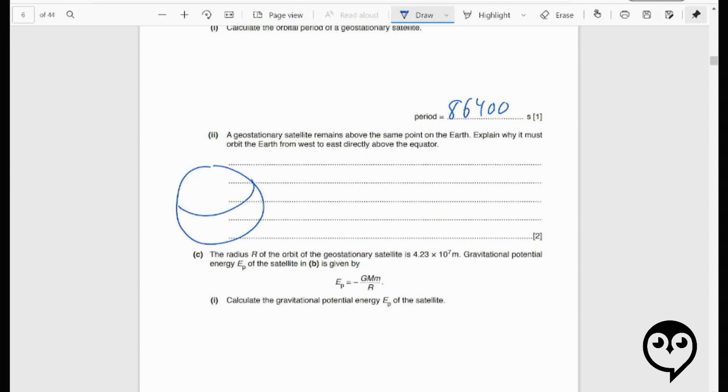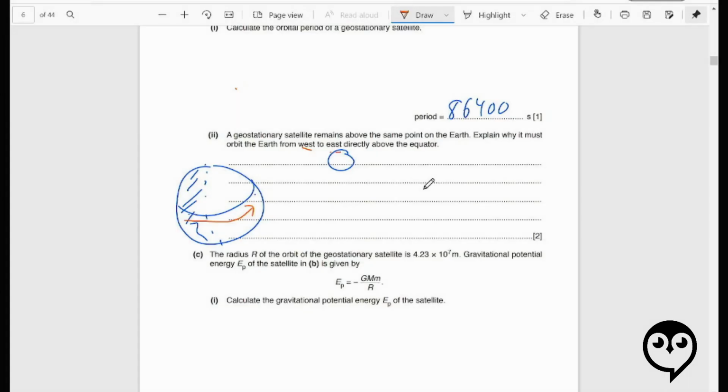Here's the equator. We're looking at it. If the sun's over here, we know the sun rises in the east. Here's the shadow. The sun rises in the east, sets in the west. So when they talk about going west to east, I look at that as it's rotating anti-clockwise. I don't know why they would say west to east. Seems a bit confusing to me.